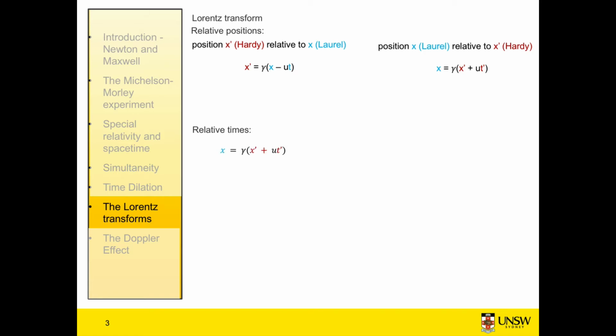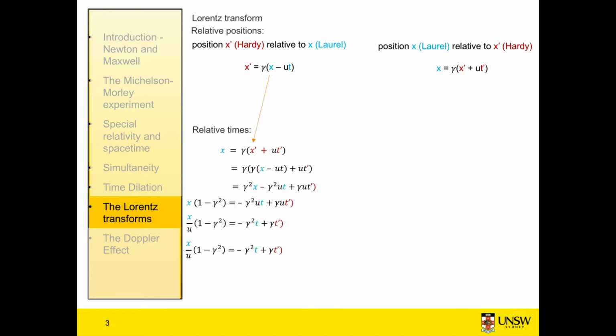So we'll start with our equation for x, our blue x from Laurel. And the only thing we need to consider is that one of the postulates of special relativity says that the laws of physics are the same in all reference frames. So that means that the blue x is the same in both equations, and the red x dash is the same in both equations, and so on. So by substituting our equation for x dash into our equation for x, rearranging, simplifying, and all the rest of it, we come up with this equation that describes a relationship between the time t dash in Hardy's reference frame and the t in Laurel's reference frame.